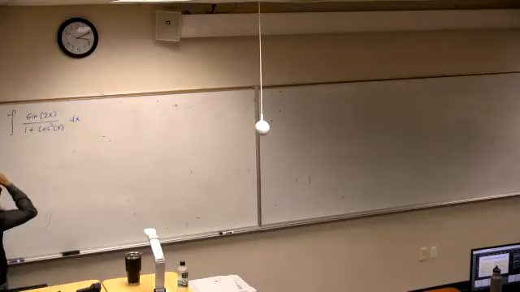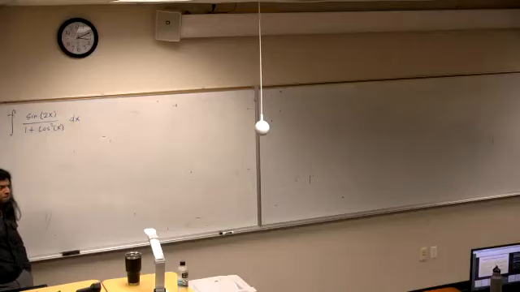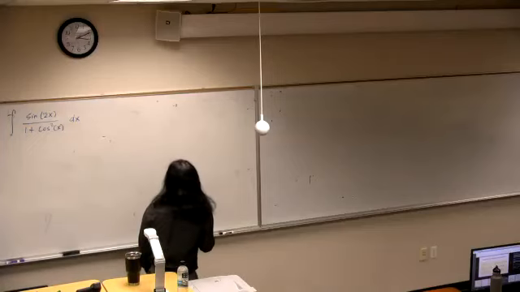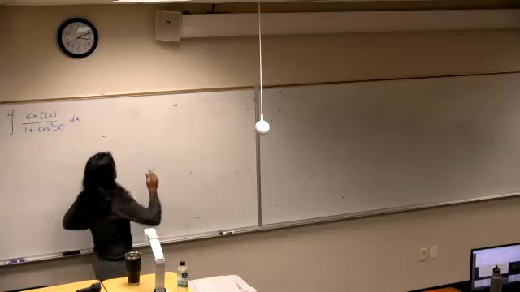We want to integrate sine 2x divided by 1 plus cosine squared x dx. Any thoughts as to what the substitution should be? I mean, if you have to pick, what would you pick? 1 plus cosine squared x. We want to pick the entire term, okay?